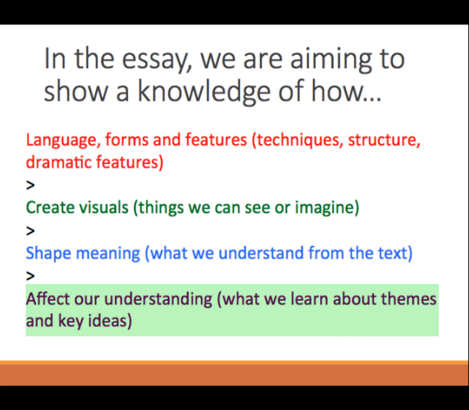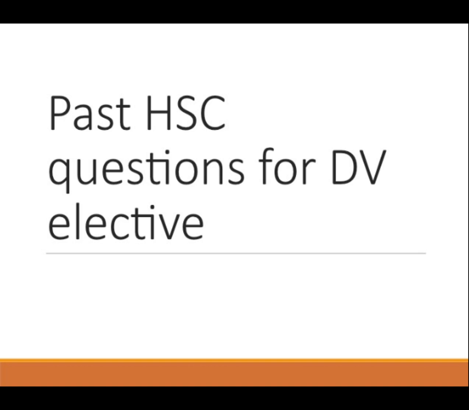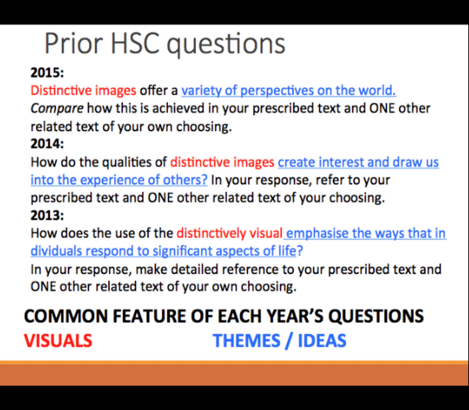Now, in order to get a better idea of what we have to do in an essay task, I thought it would be really good to look at some of the past questions from the HSC exam. So I've got the last 5 exam questions here. Well, I've got the first 3. You'll see that there's common features between all the questions. That is that all the questions ask us for the distinctive images or the distinctive visuals from the text, and they're always connected to something to do with themes or ideas. And that's why we've been studying it through the lens of themes and ideas.